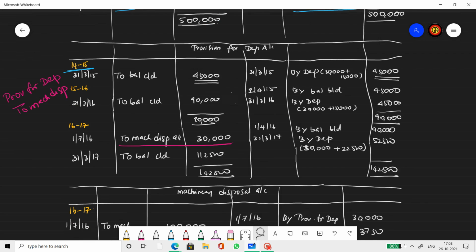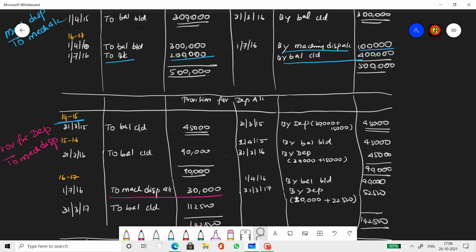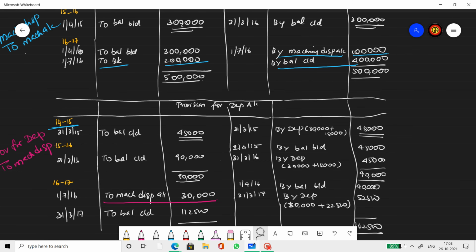Now let's go to the disposal account. The disposal account, we won't do it for 3 years. The disposal account is mainly prepared to record the sale. So this is done only in the year when an asset is sold. So what are the entries that get posted here? First, the entry that I showed you here, machinery disposal to machinery.